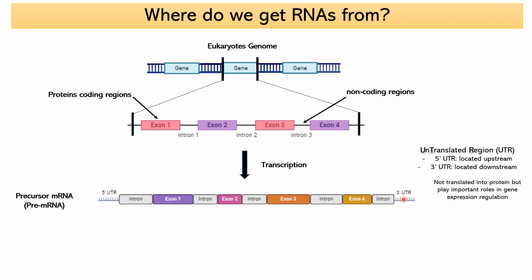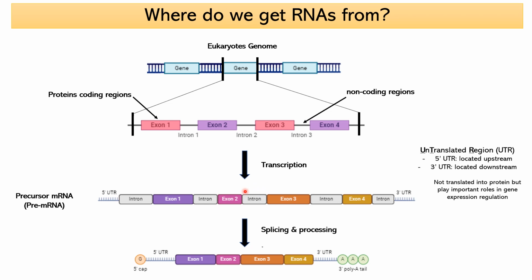So what are these regions? UTR stands for untranslated region. The word translation, which we're going to cover in the next video, is related to protein production. So the whole process is that the DNA information will be transcribed into mRNA, and then the mRNA information will be translated into proteins. However, these regions are not translated into proteins. However, they play a very important role in pre-mRNA processing.